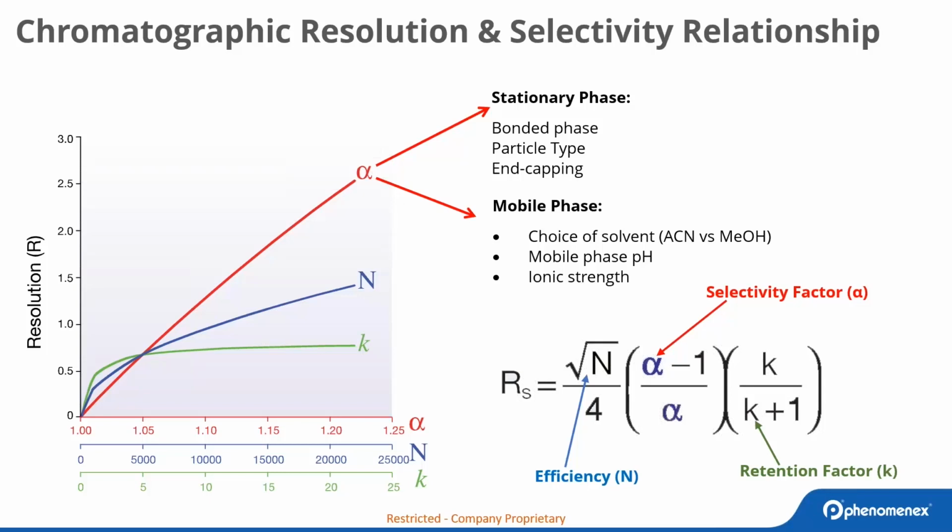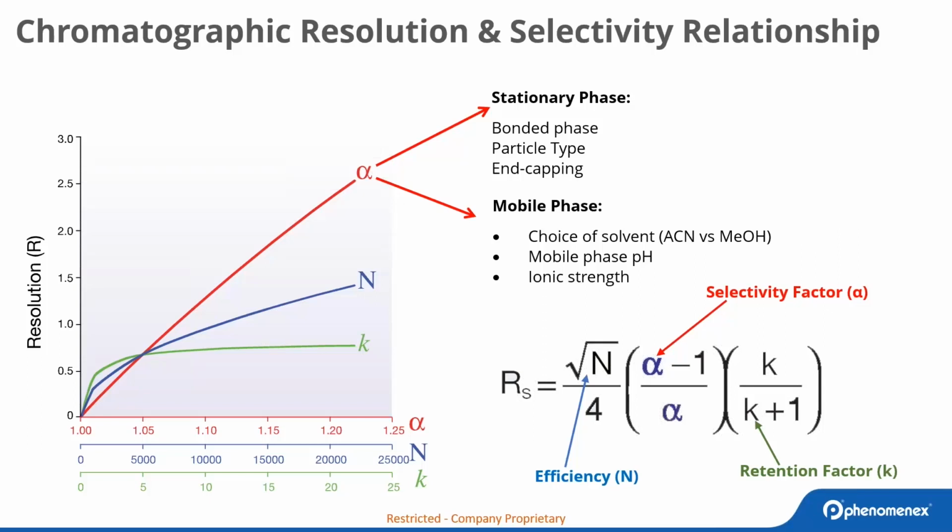So resolution is presented and calculated through this equation here, right? Resolution is primarily affected by 3 different factors. This is efficiency, which is represented through theoretical plates and peak asymmetry. Then you have selectivity, which is controlled through the mobile phase and stationary phase, which we'll be talking primarily about today. And then you also have the retention factor, which is dependent on mobile phase, the ratio of mobile phase, column dimensions, particle size, and some other silica characteristics.